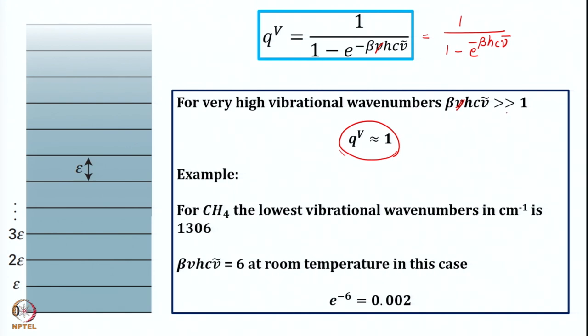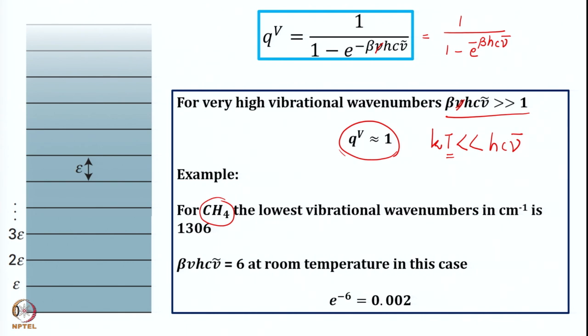So when I put this condition, I am saying kT is much, much less than hc nu bar, right? Beta is equal to 1 over kT. That means we are talking about temperatures which are very, very low compared to hc nu bar, or kT is much, much lower compared to hc nu bar.